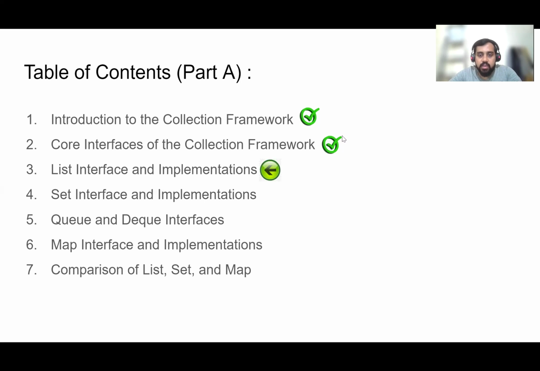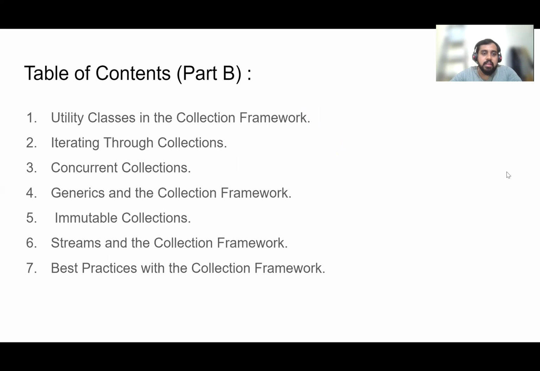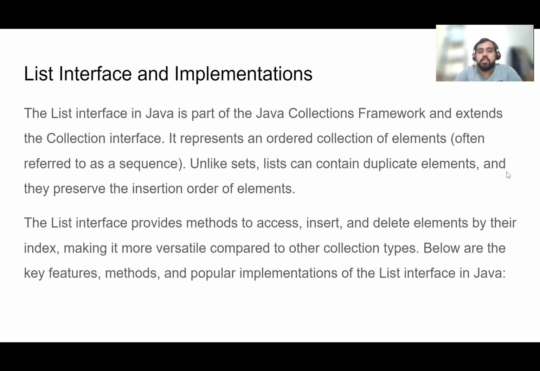Okay, let's start our chapter 6.2. Let's begin. So what do we mean by list interface and its implementation? Let me tell you. The list interface in Java is a part of the Java collection framework. I already told you, in the collection framework we have the collection interface and the map interface. Under this collection interface, the first sub interface is the list interface. It extends the collection interface, and it represents an ordered collection of elements.